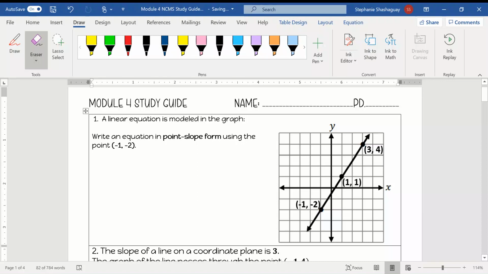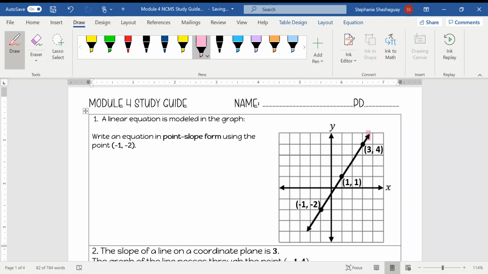All right, in this video, we're going to be going over the Module 4 study guide. So this first question is, a linear equation is modeled in the graph. So they gave us the graph of this line. We need to write an equation in point-slope form. And remember, point-slope form is y minus y1 equals m multiplied by x minus x1.